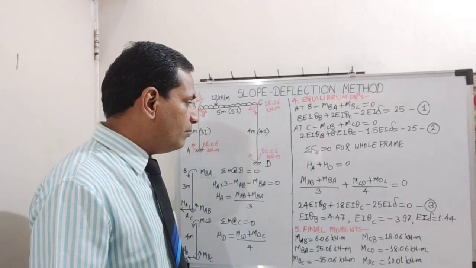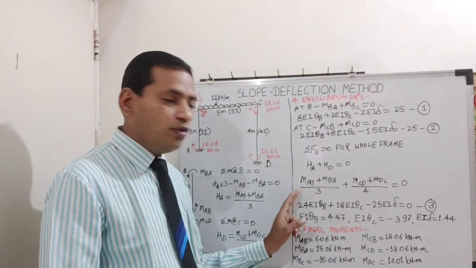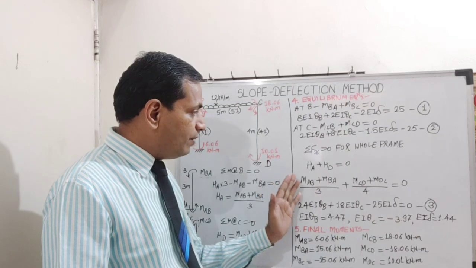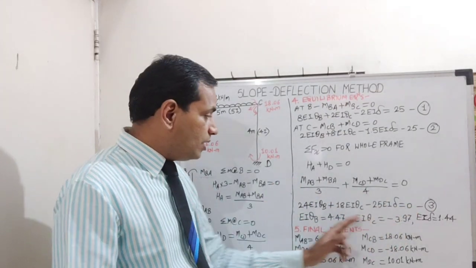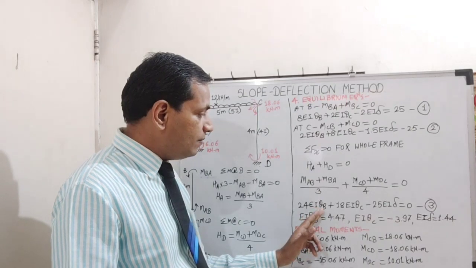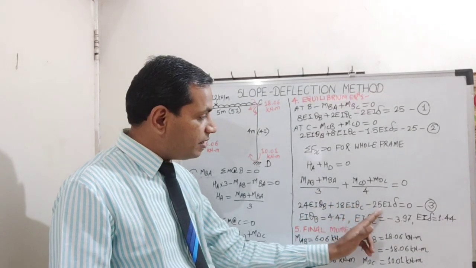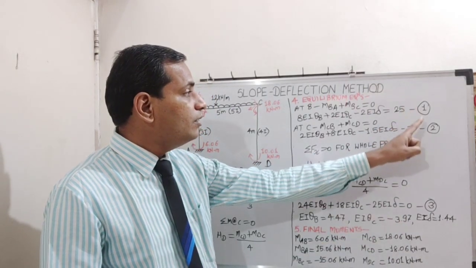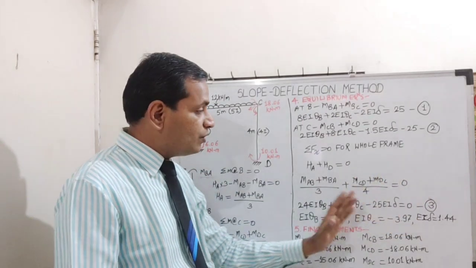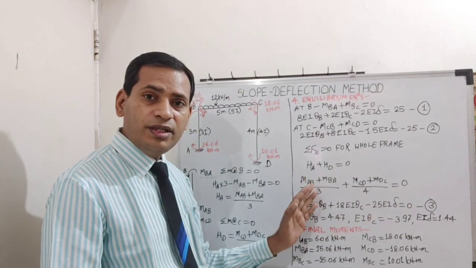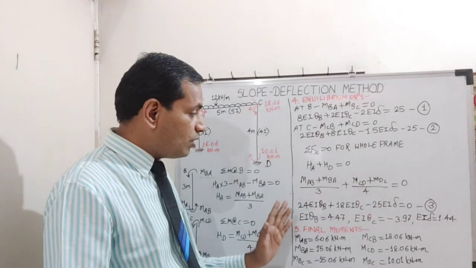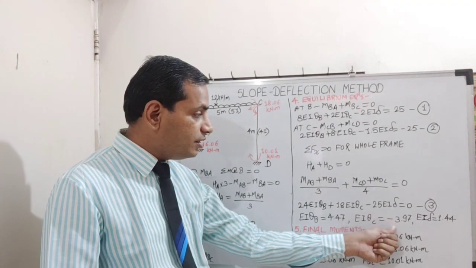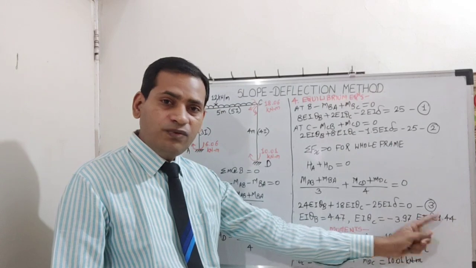Now by substituting all the values of moments which are calculated in step number 3, I have framed third equation of equilibrium which comes as 24 EI theta B plus 18 EI theta C minus 25 EI delta is equal to 0. Now we have to solve equations 1, 2 and 3 simultaneously. So make use of engineering calculator appropriately, enter correct values and solve it on calc. You will get EI theta B as 4.47, EI theta C minus 3.97, EI delta 1.44.